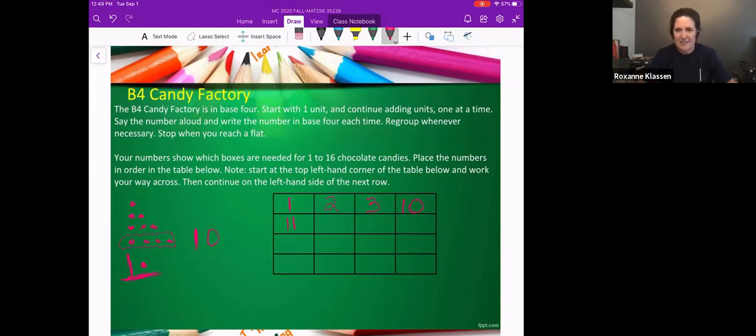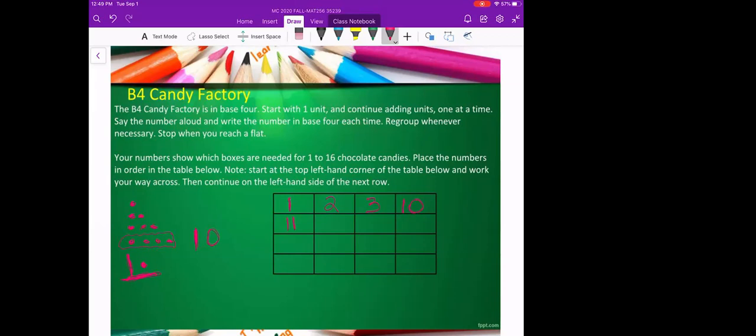When I was doing it, I was first confused, but then it clicked. So the next box would be 1, 2 to make 6, and then 1, 3 to make 7, and then 2, 0 to make 8. And then you would do the same thing. It'd be 2, 1 to make 9, 2, 2 to make 10, 2, 3 to make 11, and then 3, 0 to make 12. And then 3, 1 to make 13, 3, 2 to make 14, 3, 3 to make 15, and 4, 0 to make 16.